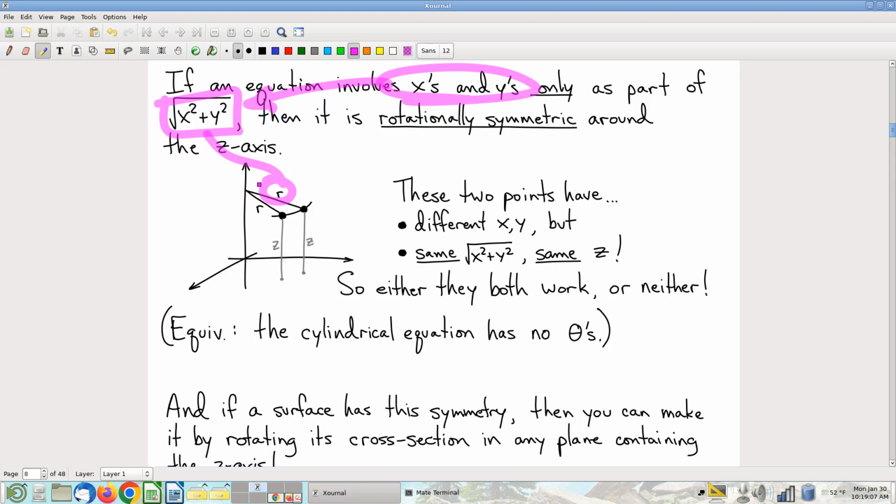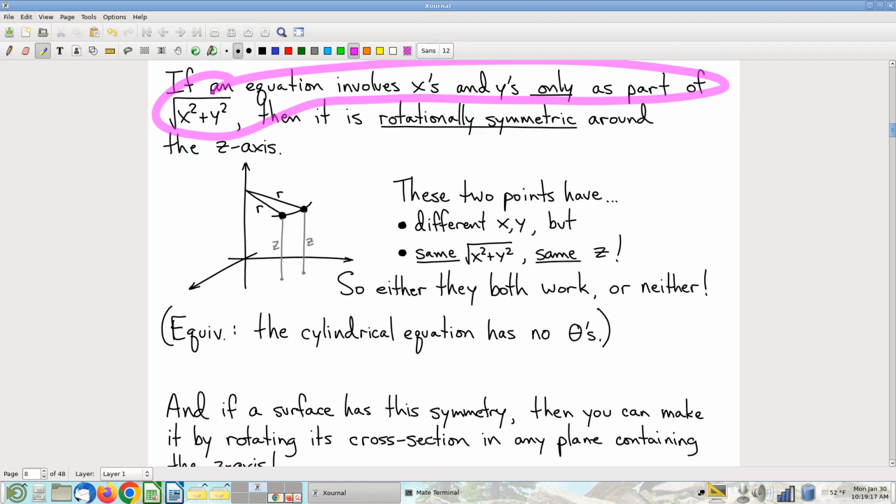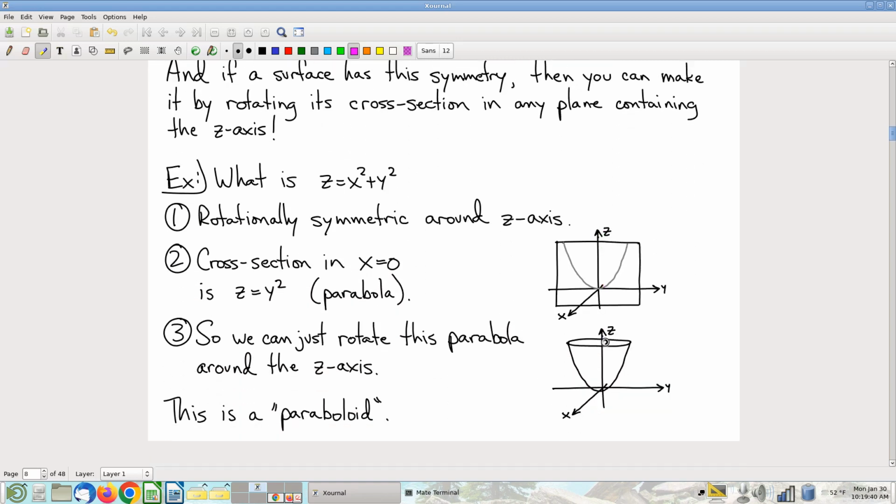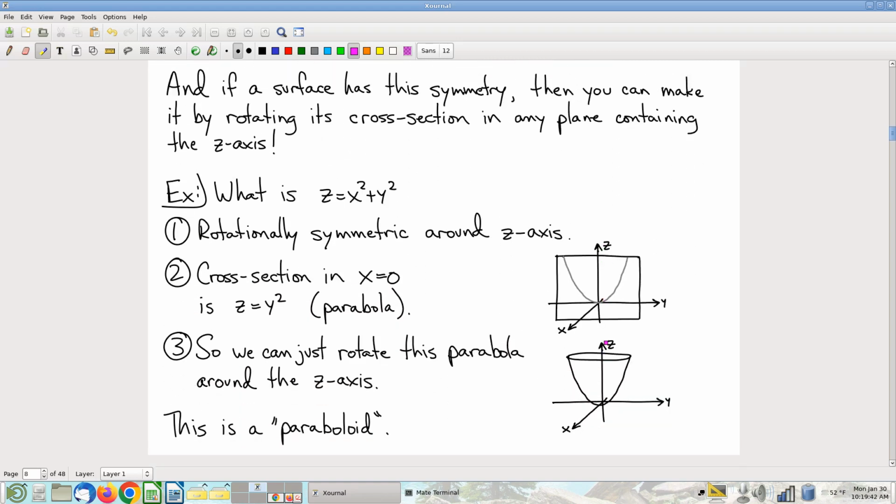Z certainly doesn't make any thetas show up, right? And x and y will apparently only make r's show up. So this sort of equation will be represented by a cylindrical equation that doesn't have any thetas in it. And we already talked about this. If there's no thetas, then theta doesn't matter. And that means all the theta cross sections look alike, and that means it's rotationally symmetric. So, two different points of view on the same result. Really powerful result then. And so here's how we're really going to use that in practice.